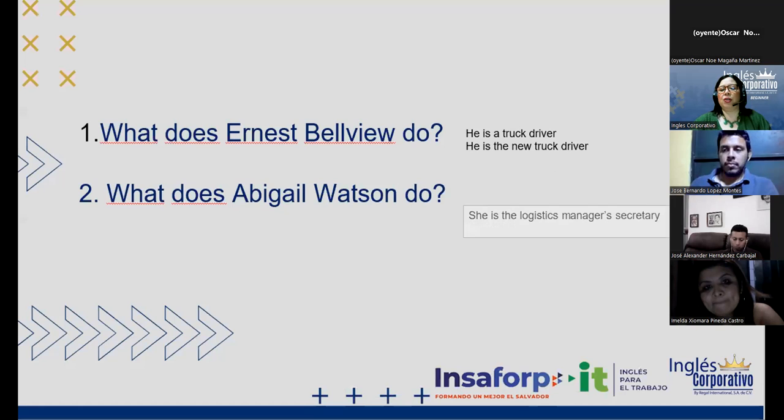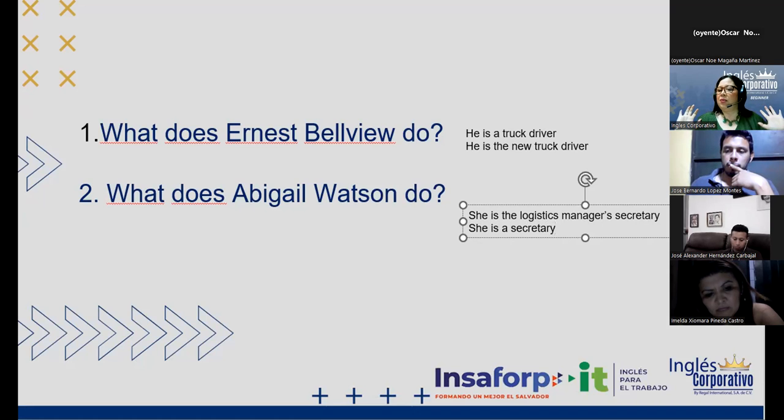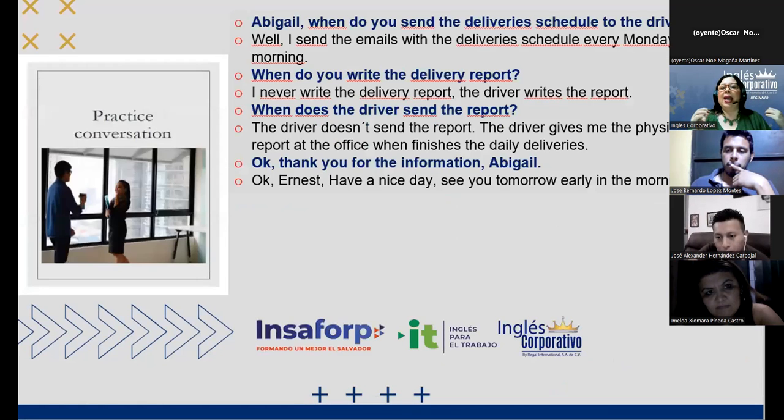So these are their professions or occupations, right? What does Abigail Watson do? She's the logistics manager secretary. That's specifically. And the general one was... She is a secretary. Okay, there we go. Nice. Let's continue with the conversation because this has a second part. Okay, so please, everybody, continuing with the conversation, it will be like this.